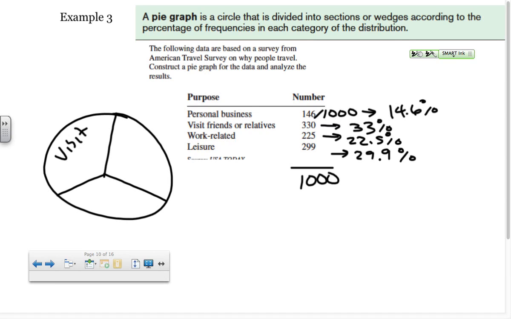And which one's a little bit smaller? This one's a little bit smaller. I'm going to make this one leisure, because these are about 30% each. And then I'm going to split this other one up like this. And I have work-related and personal. So this is not a very good pie chart, but it is one, okay?